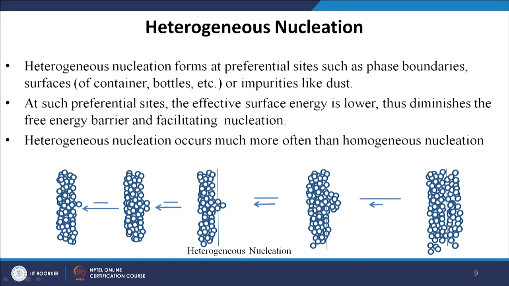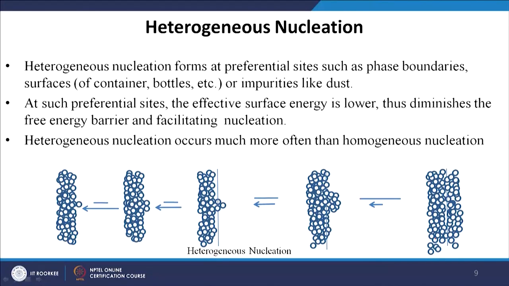Whereas in heterogeneous nucleation, that forms at a preferential site such as phase boundaries, surface of containers, bottle, etc., or impurities like dust. So they need some other substrate on which the heterogeneous nucleation can start. At such preferential sites, the effective surface energy is lower, thus diminishing the free energy barrier and facilitating nucleation. So whenever you have a preferential site, the surface barrier energy is lower at those preferential sites. If the surface energy is lower, then the free energy barrier that prevents the nucleation to start can be overcome and the nucleation process starts.